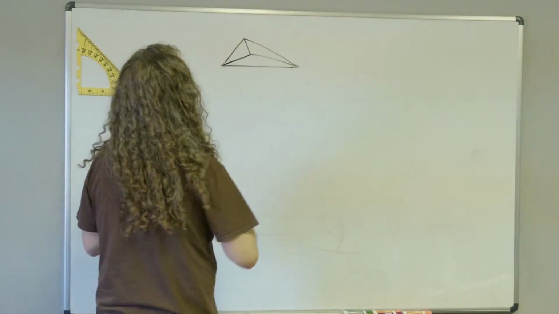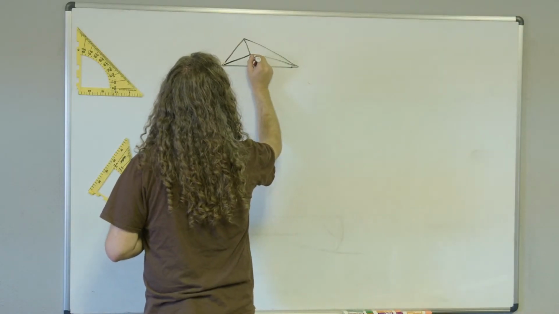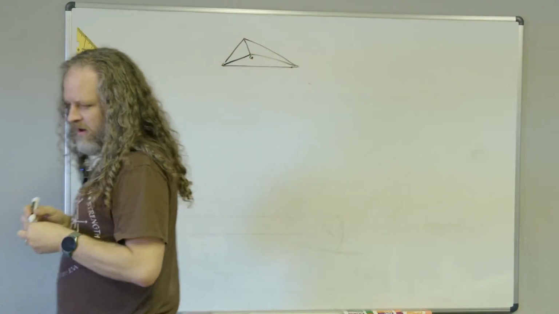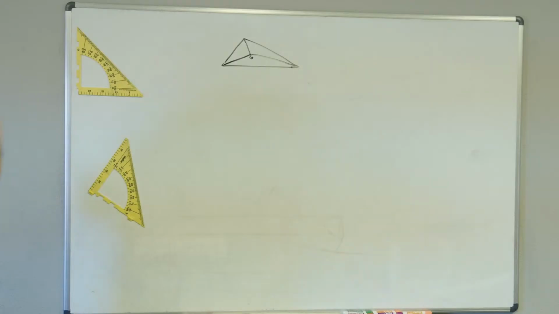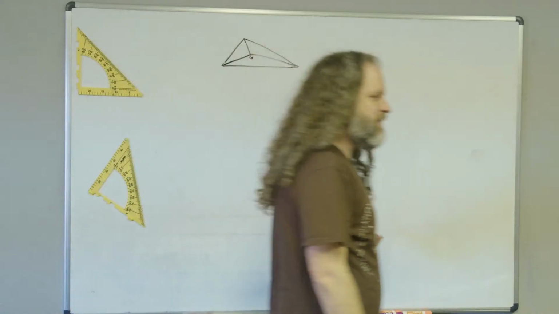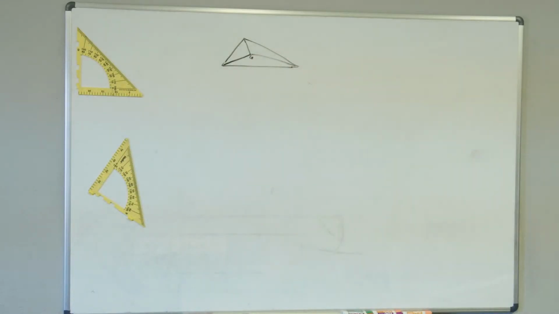So the incenter is that, and it says it's point G, right? That's what it is. It's where all of the angle bisectors cross. The incenter is the point of concurrency. Point of concurrency just means where they touch, where all those lines cross, where the angle bisectors cross. What is an angle bisector? That's an easy answer, right?